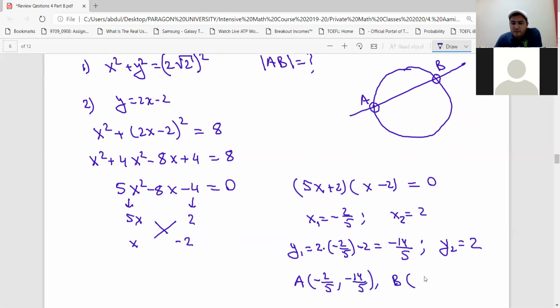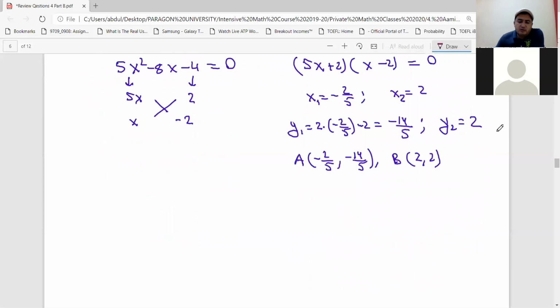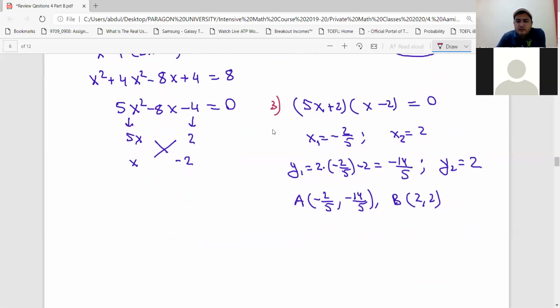And how about the coordinates of B? That is 2 and 2. That is the first part. And now the question is, we need to find the distance. So using these two coordinates, let's say this one is the third step. And now we have the last step. So the distance between A and B is equal to the square root of x1 minus x2, so let's say here, minus 2 over 5 minus 2 squared plus minus 14 over 5 minus 2 squared.